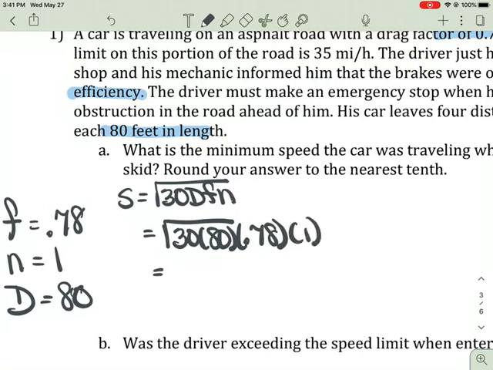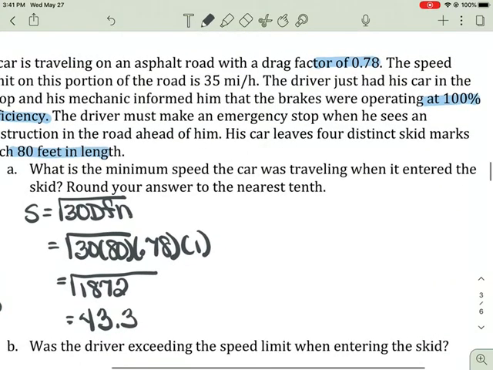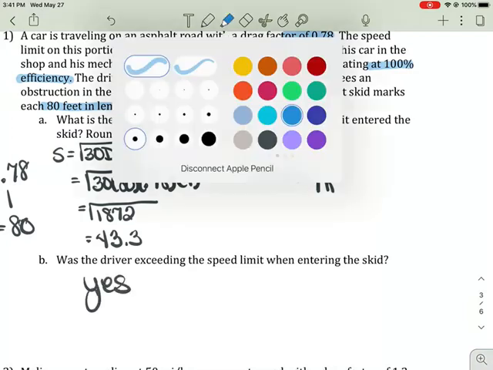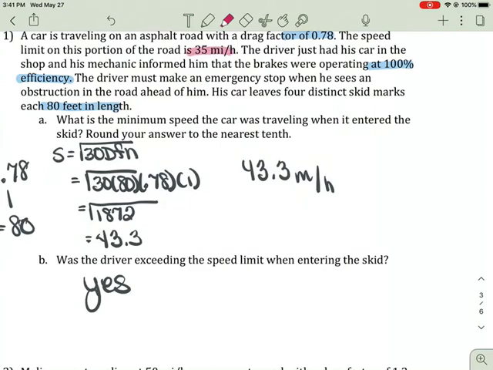So when we do the math, underneath the square root, before we take it, we get 1,872. And when we take the square root of that, we get about 43.3. So that means the car was traveling about 43.3 miles per hour. Was he exceeding the speed limit when he entered the skid? And the answer is yes, because remember the speed limit, which is posted right here, was 35. He's going 43.